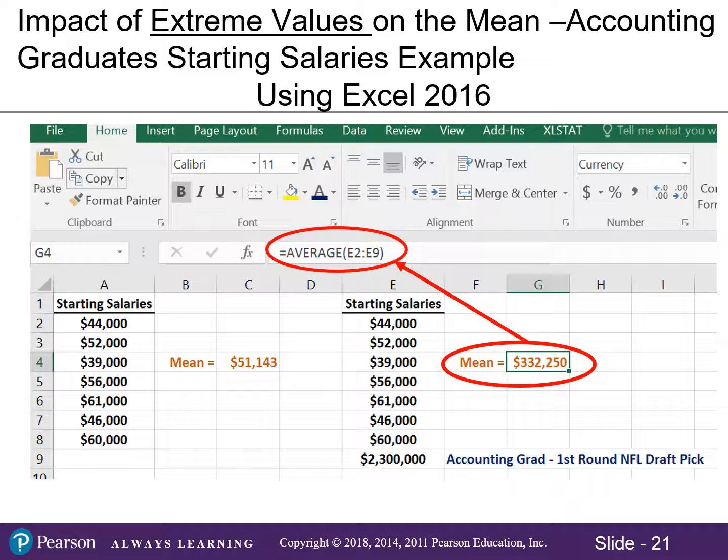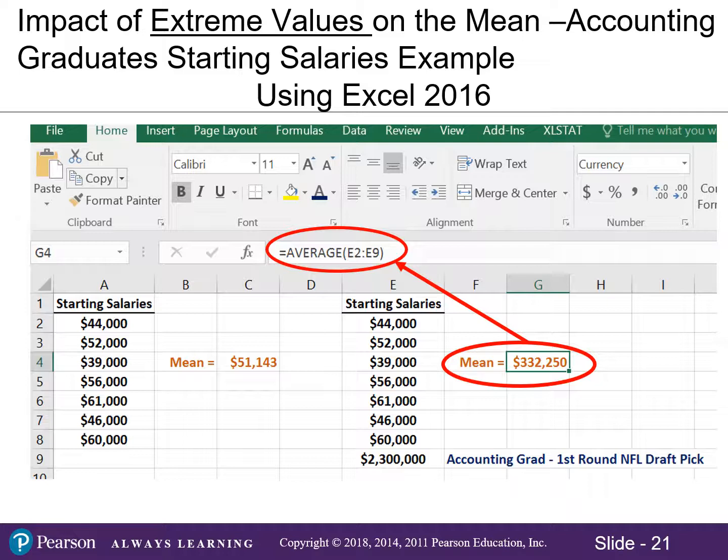So remember, our goal with centers is to have something that represents the typical or average or central value in our data set. So looking at that first set of starting salaries, 51,000 seems reasonable. A lot of people are around that salary. Some are above, some are below, but they're not that far away. But when you look at that second data set with our NFL draft pick, is anyone even close to it? $332,000 a year? No, in fact, they're all pretty far away from it. Even the one who got the NFL draft pick is far away from that. But because it's needing to balance out this extreme value, your mean ends up being in a really wonky spot.